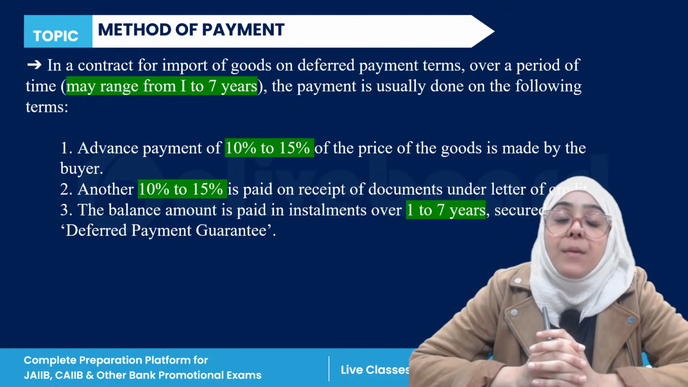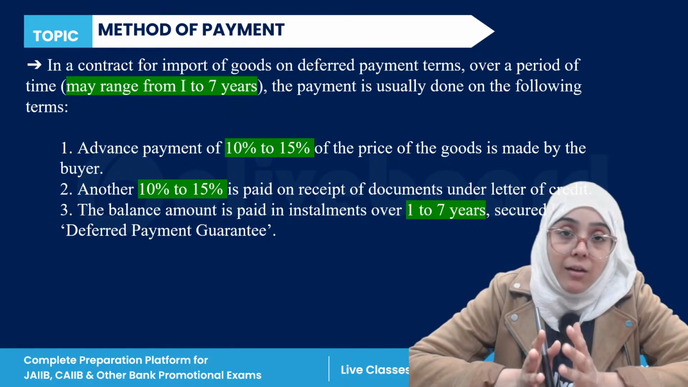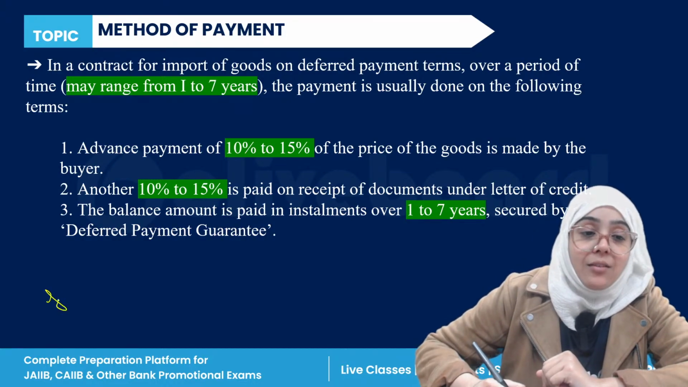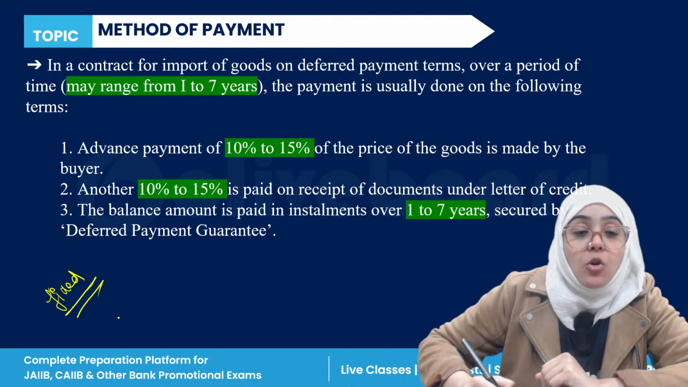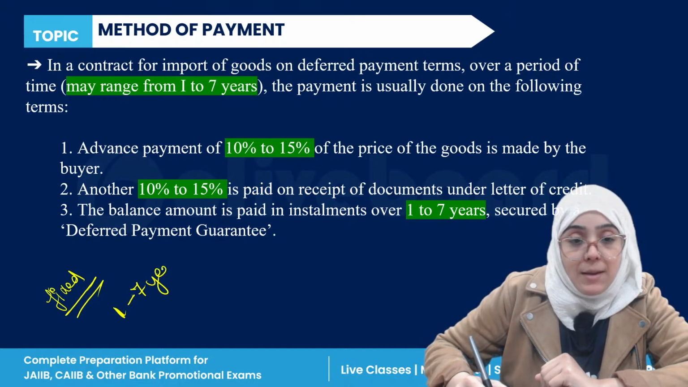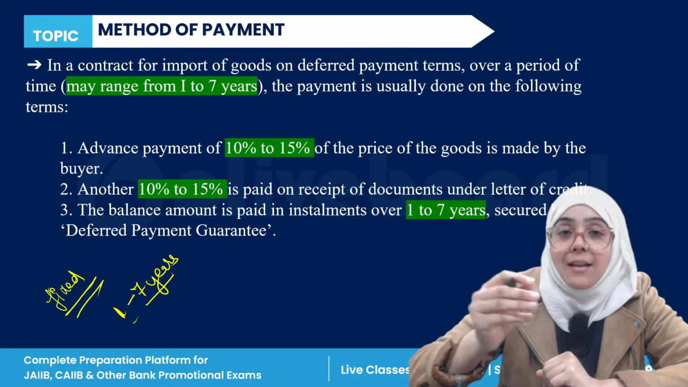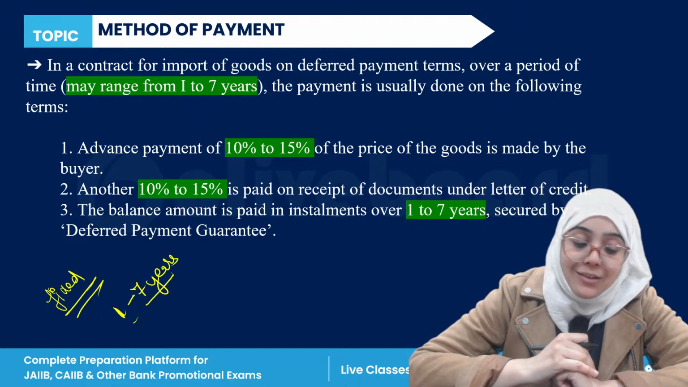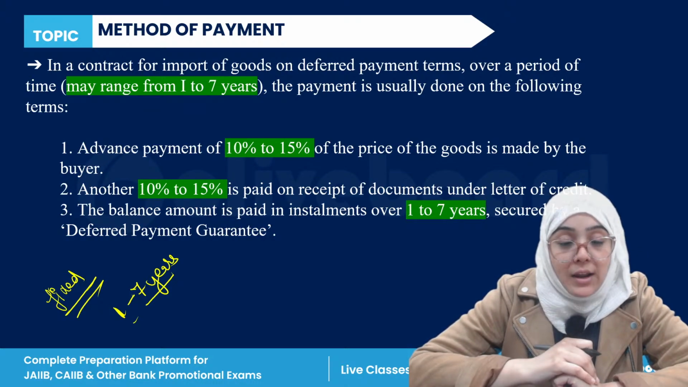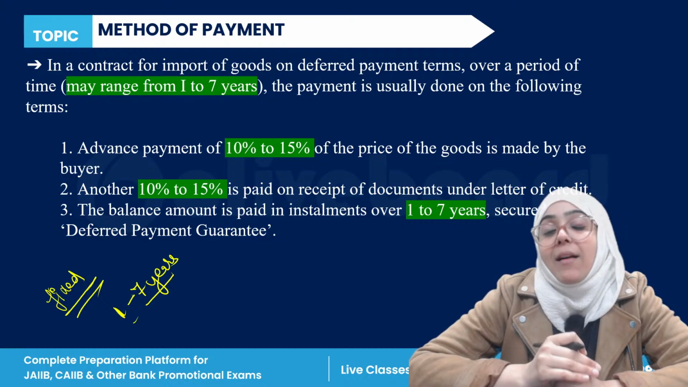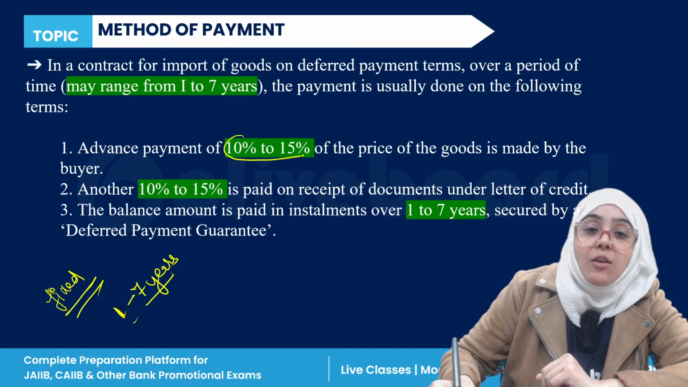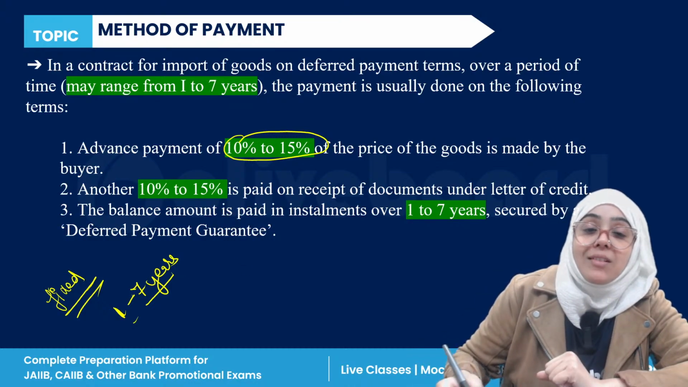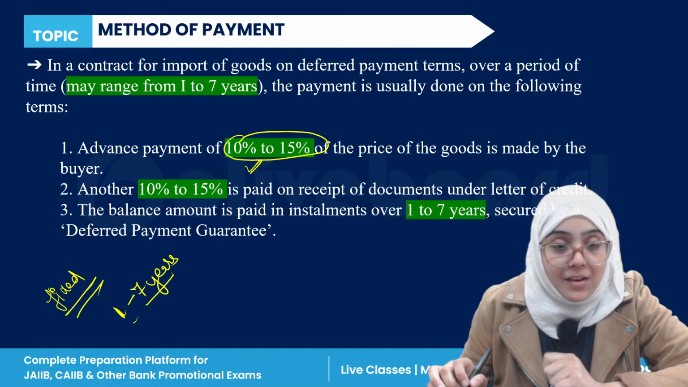Next, how does this deferred payment system work? First of all, the fixed installments are spread over a period of 1 to 7 years. This is the time range. Second, if we talk about the method of payment, first of all there is an advance payment of 10 to 15% given on the price of the goods. So the importer first makes an advance payment of 10 to 15%.